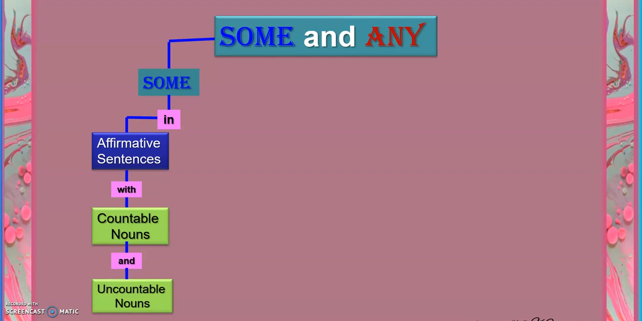Uncountable nouns are those that have only singular. They cannot be pluralized. For example, fish in singular, fish in plural. Fruit in singular, fruit in plural. Okay? They cannot be pluralized.